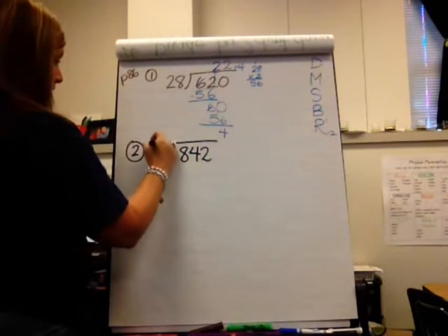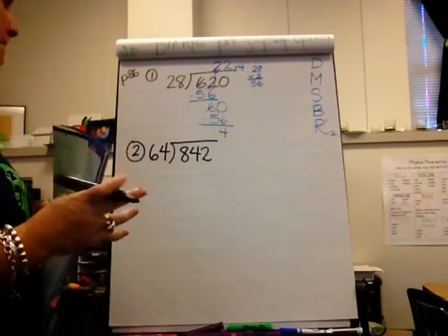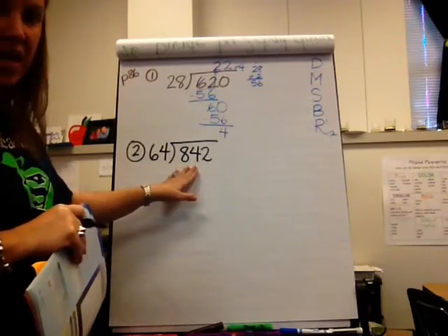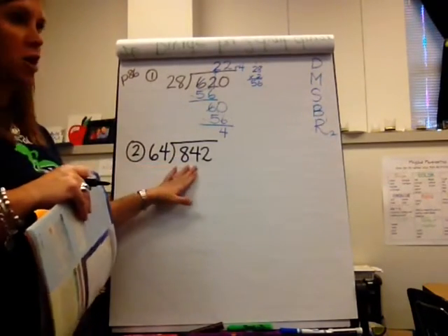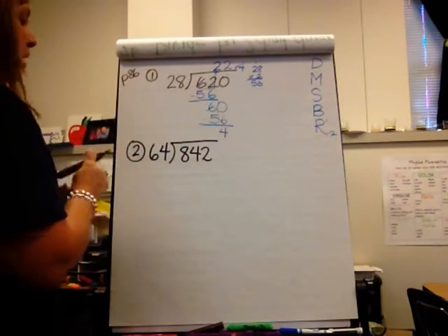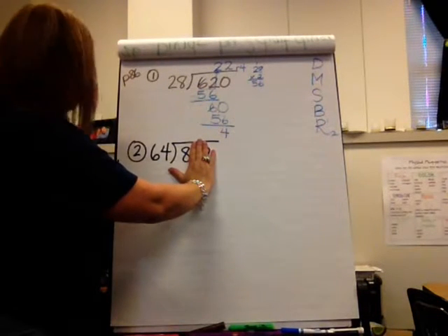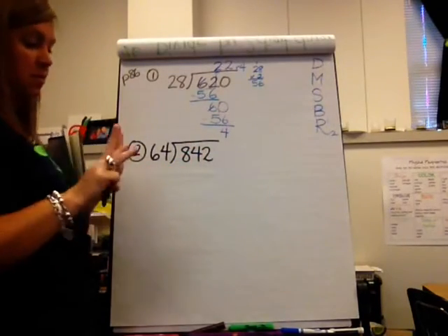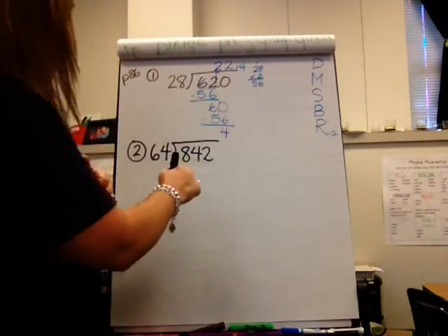All right, number 2. 842 divided by 64. Okay? So, again, estimating, you can say this is about 80, this is about 70. How many times can 70 go into 80? That would be just once. You could also look at it like this: can 64 go into 8? Or can 8 be divided by 64? If you only have 8 things, can that be divided 64 ways?